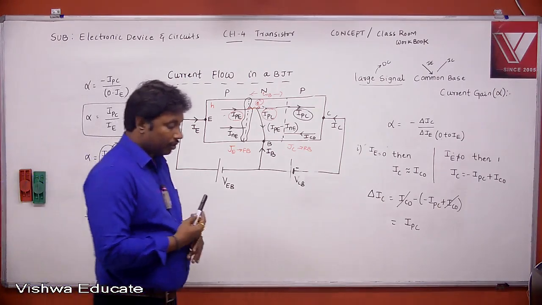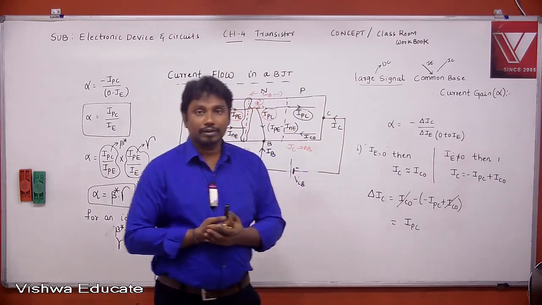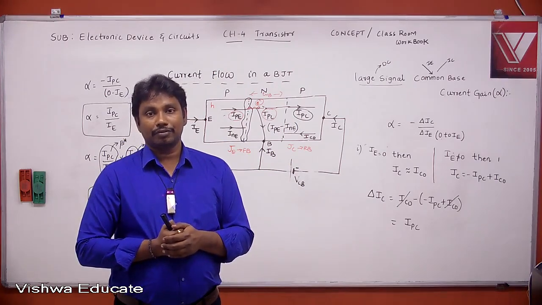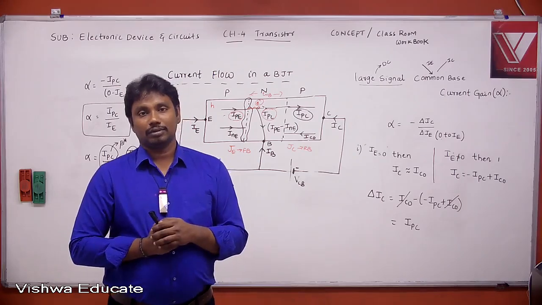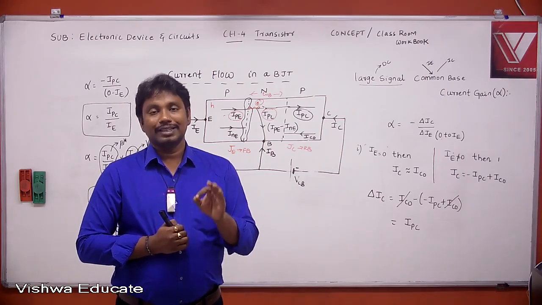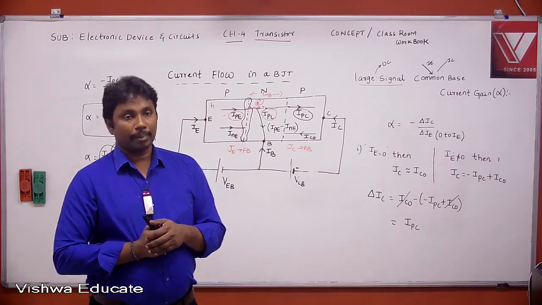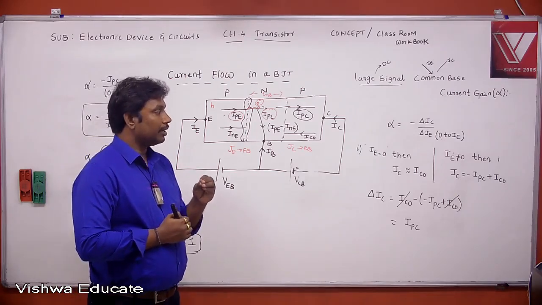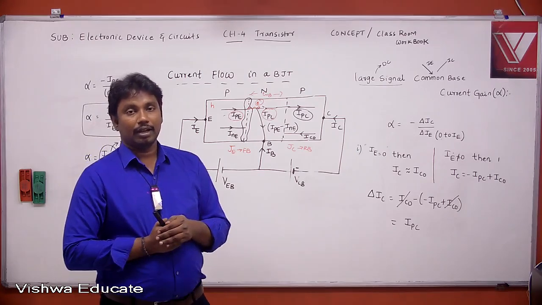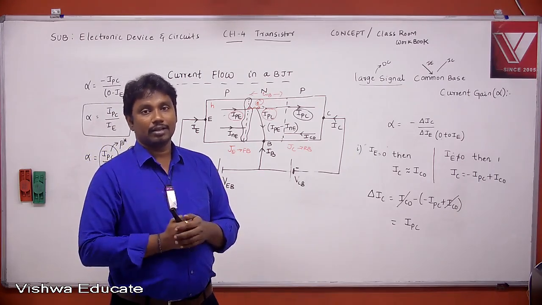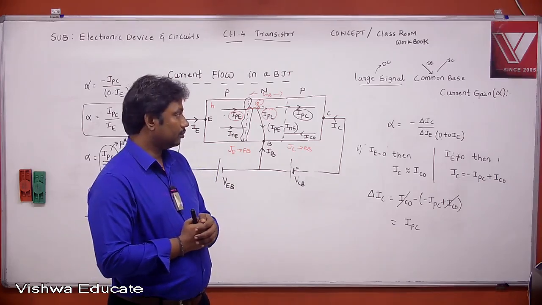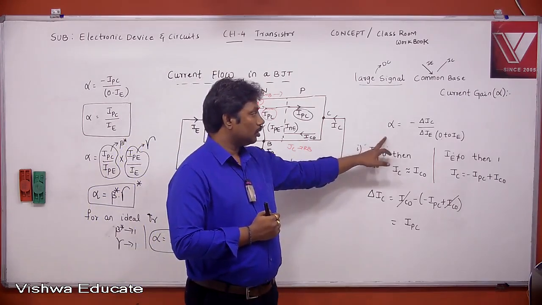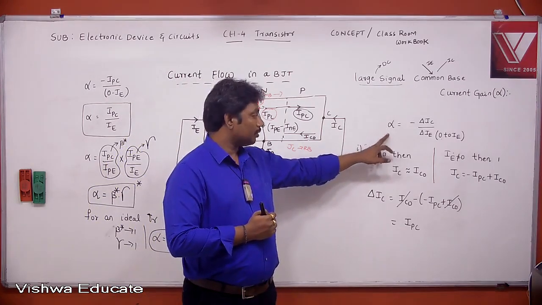Write down the definition. It is the ratio of the negative of the change in collector current to the change in emitter current, with the change in emitter current from 0 to I_E. That is alpha equal to, copy this one. Copy the derivation.